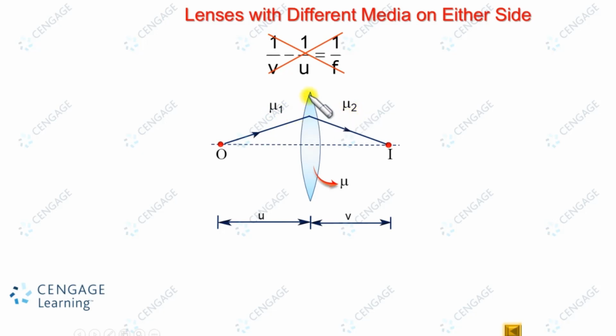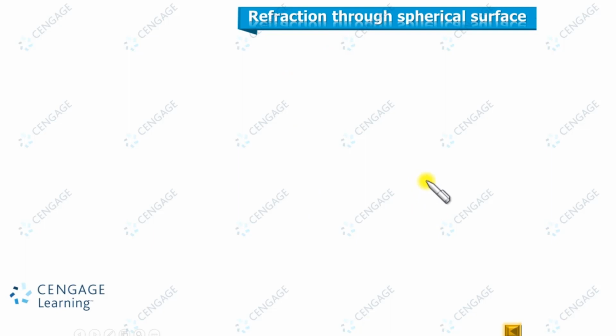That means we need to consider first the refraction through this curved surface, then the image formed by this curved surface will act as the object for this surface. Again, we need to consider the refraction through this second surface, and finally we can find the image position. And we know the refraction through the curved surface.